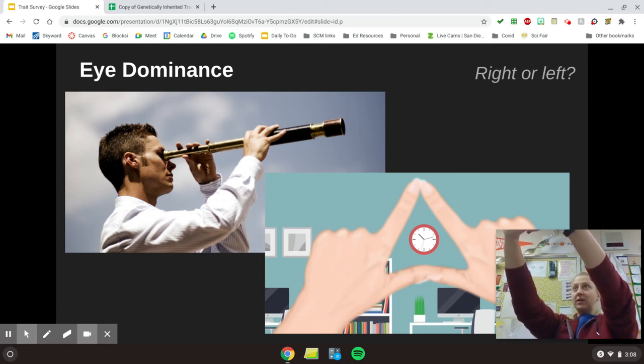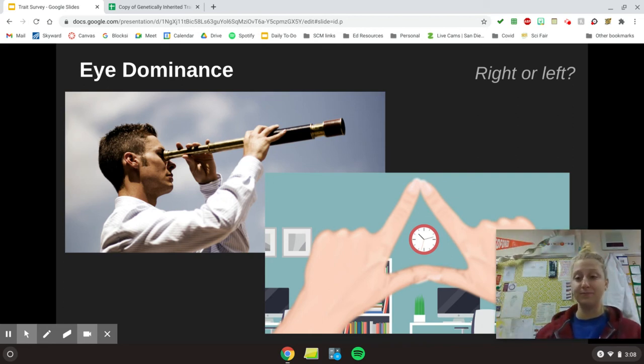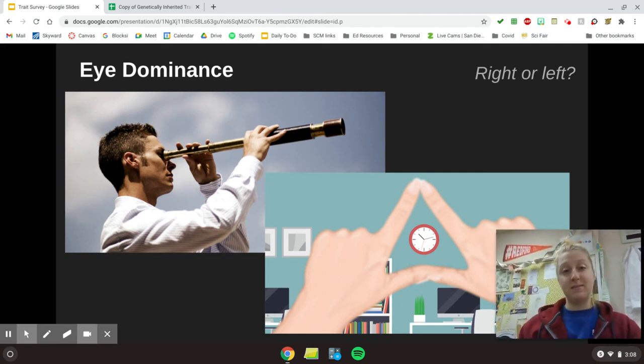So for me, for instance, when I close my left eye and I'm only looking through my right eye, the clock is still centered in my hands. On the other hand, when I close my right eye and I'm only looking through the left, the image shifts way over to the side. That tells me that my right eye is my dominant eye. That's the eye that I dominantly look through.